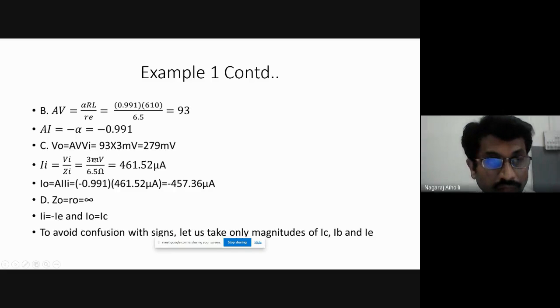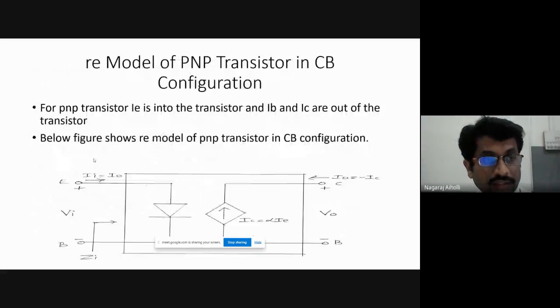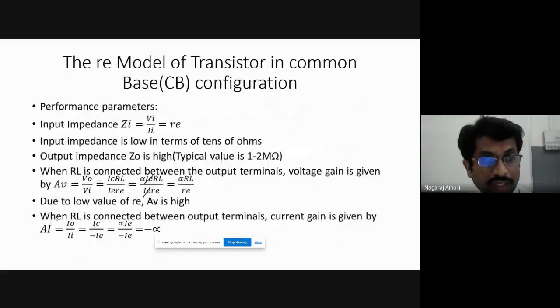Voltage gain AV is V naught divided by VI. That is the formula we used while deriving the equation for voltage gain. Cross multiply: V naught is equal to AV into VI. We got the value of AV just now, and the input voltage is given. Multiply these two and you'll get the value of V naught.